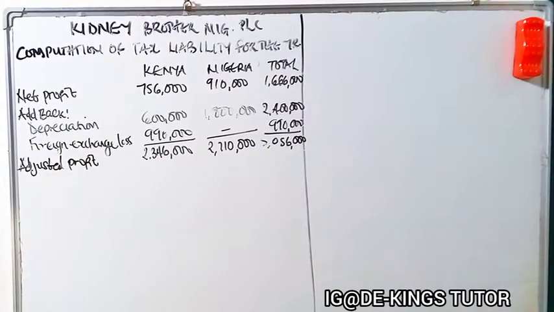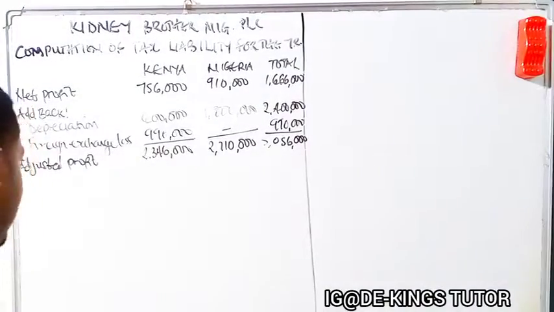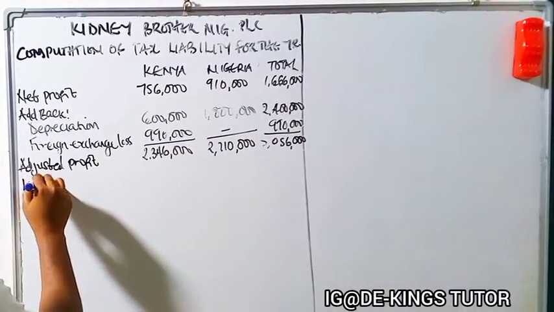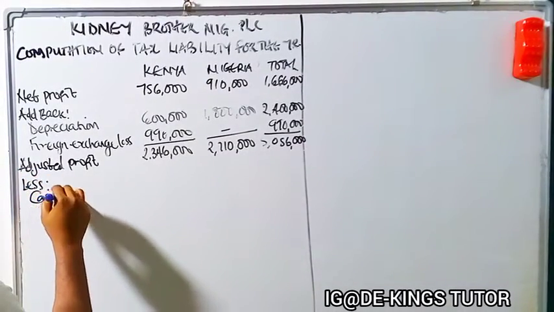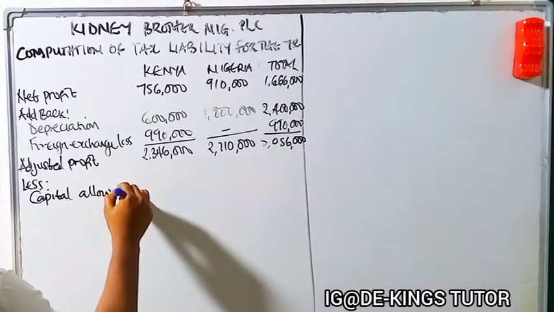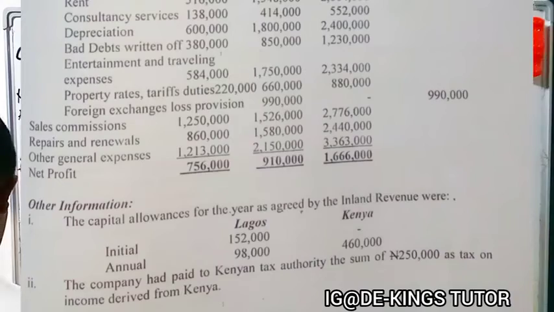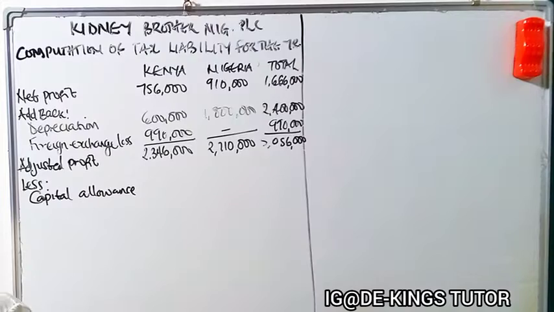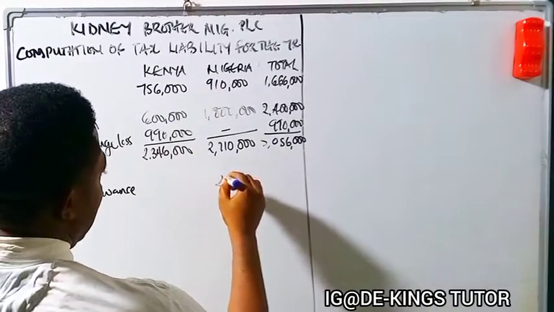So we're going to less also the capital allowance. The allowable expenses, the capital allowance. Now, if you check the question, you're going to see the capital allowance that was given. For Lagos, which is Nigeria, the initial is 152,000, the annual is 98,000. So if we add them together, 152 plus 98, it will give us 250,000. That is for Nigeria.